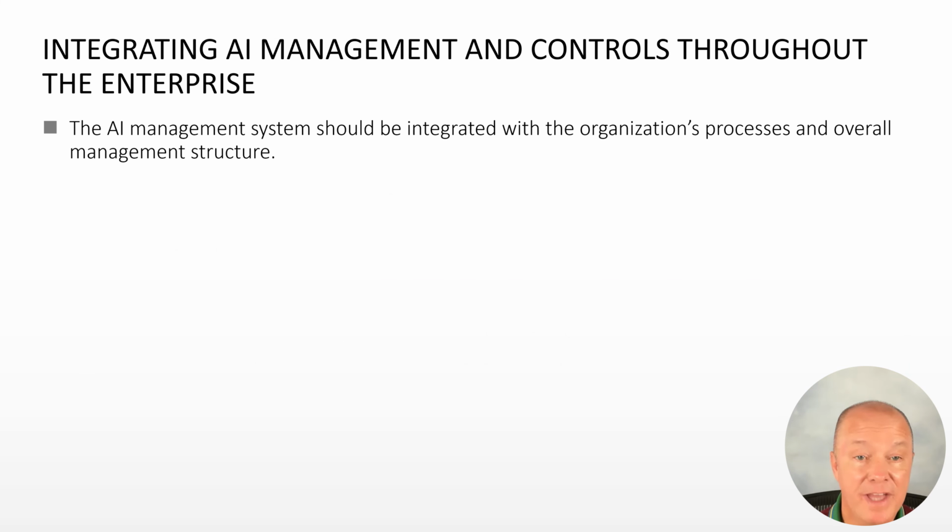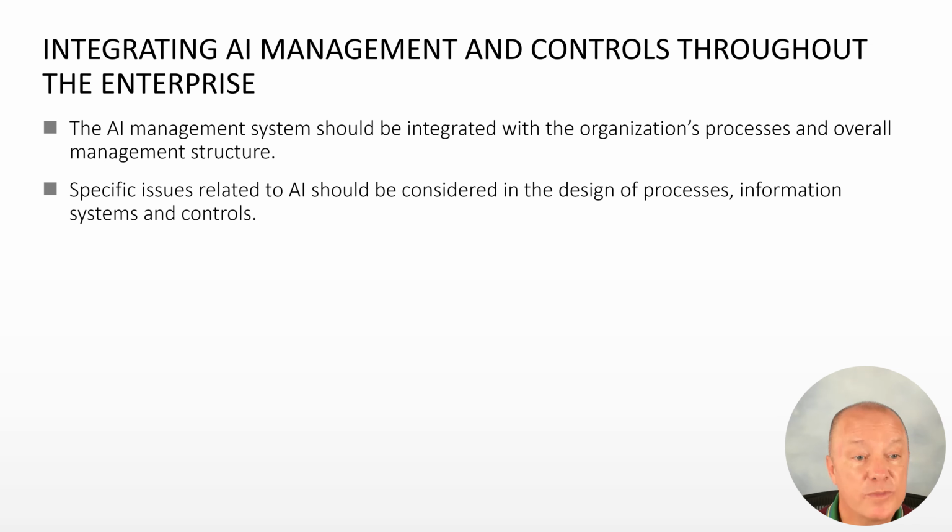So, indeed, the AI management system should be integrated with the organization's processes and overall management structure because, after all, AI is not discrete, standing off by itself. AI is enabling better and more effective operational processes. So AI is combined with our normal operational processes. AI actually informs our normal operational goals and objectives because we take advantage of AI to determine how far we can go. So, specific issues related to AI need to be considered in the design of normal, everyday organizational processes, information systems, and controls.